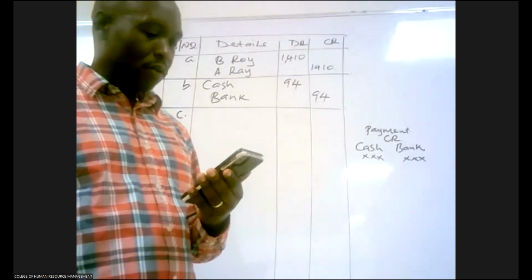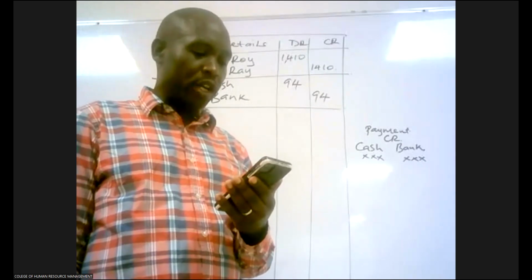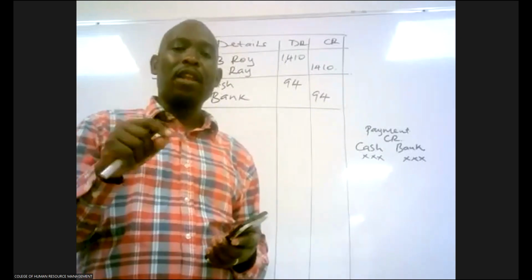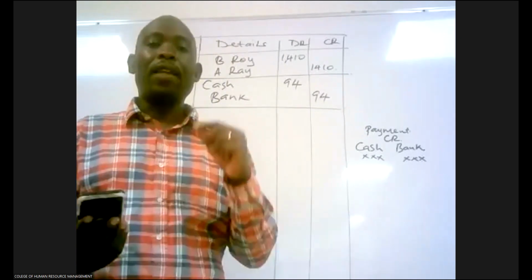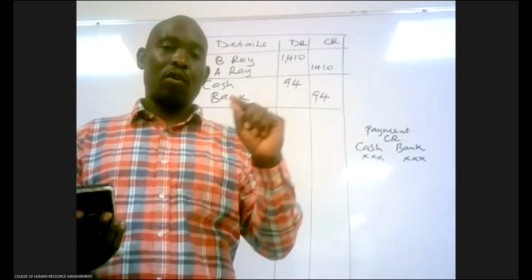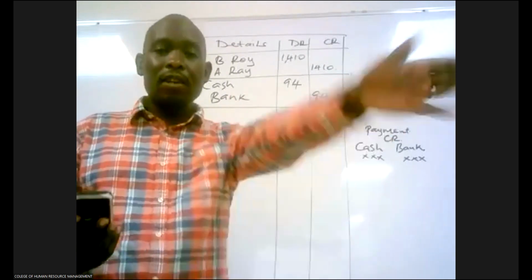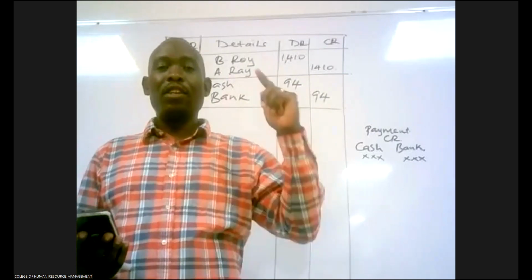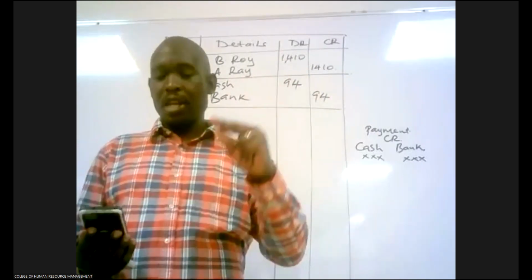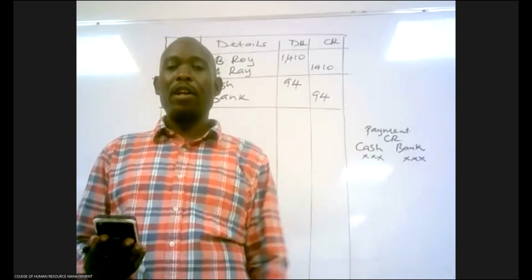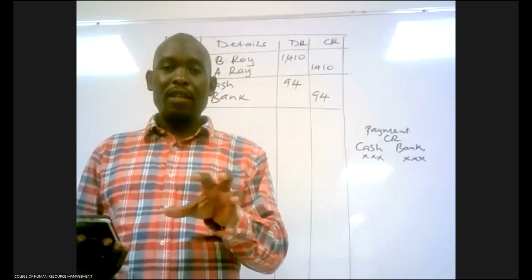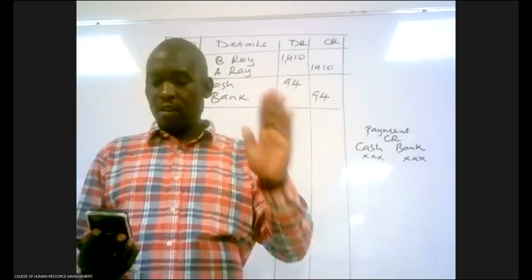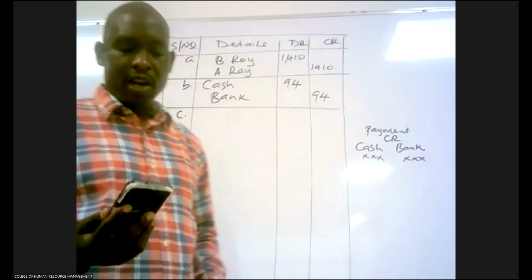C says sale of goods 734 on credit to D rolls had been entered in error to D rolls. So when you are given the name of a person, just know that the error occurred on the account of the person that we entered. Sales has no problem. The issue here is on those two people. We entered D rolls instead of D rolls. Don't bring sales in this conversation here. It has no problem at all. The issue is the account of the persons.